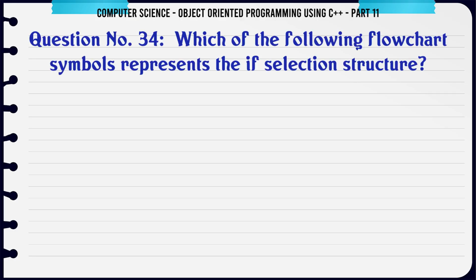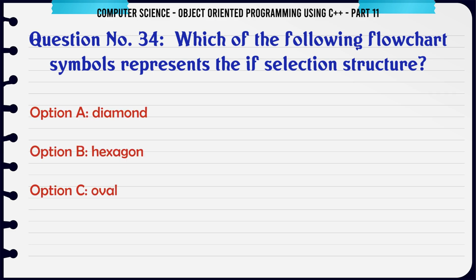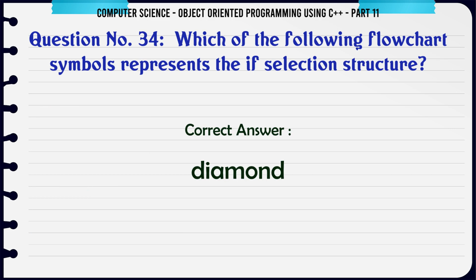Which of the following flowchart symbols represents the if selection structure? A. Diamond. B. Hexagon. C. Oval. D. Parallelogram. The correct answer is diamond.